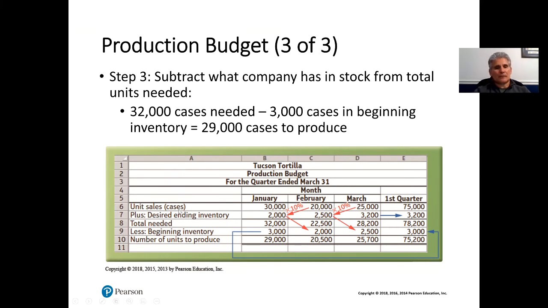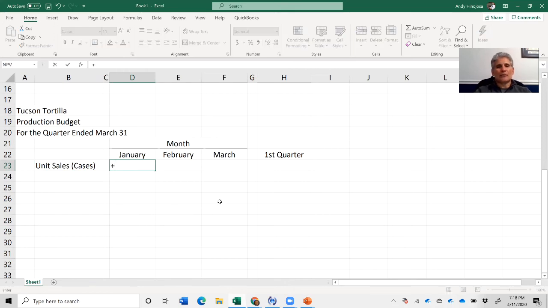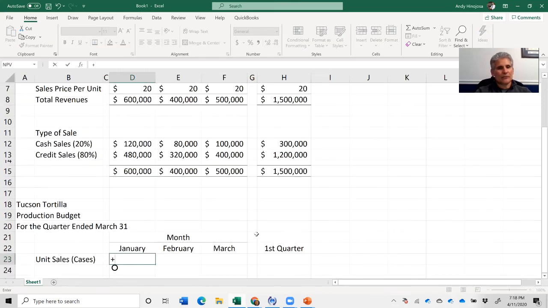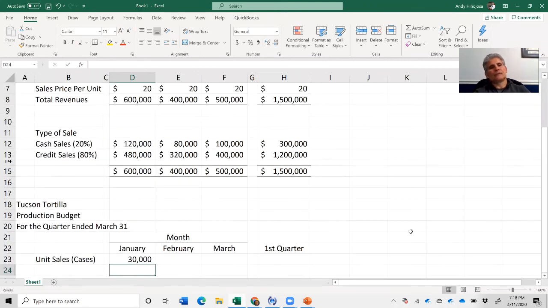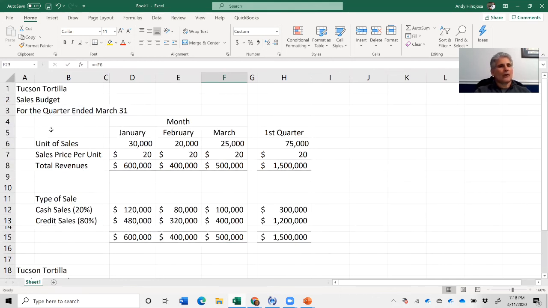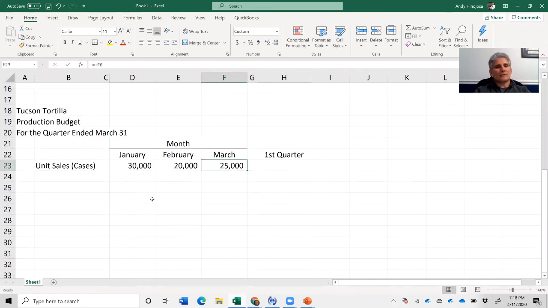Unit sales in cases. So what are we going to sell in units? Sales. Well, we can actually pull this up from our sales budget. That's the beauty of a spreadsheet. We can look up at our sales budget. The total units we want to sell is 30,000. Why don't we go ahead and just copy that all the way down. We want 30,000 in January, 20,000 in February, and 25,000 in March. That comes from the sales budget. So we know exactly what we want to have ready to be produced.